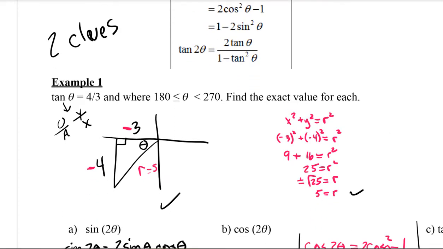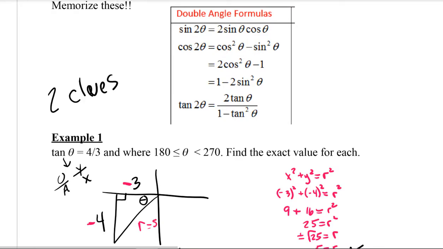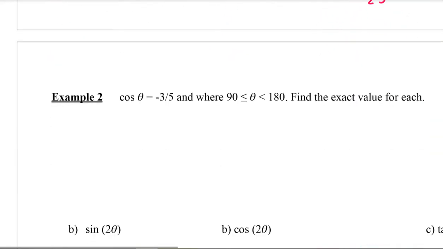We're going to use the Pythagorean theorem, and then plug and chug into our formula once we find that missing side to figure out the value of sine 2 theta, cosine 2 theta, or tangent 2 theta. And again, we have options for cosine. We could use any of those three formulas. In this video, we're going to take a look at a second example right here.